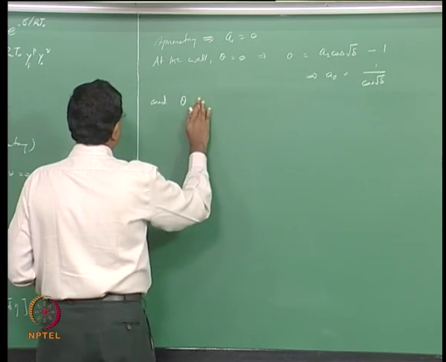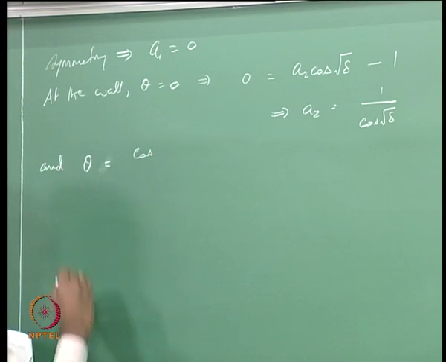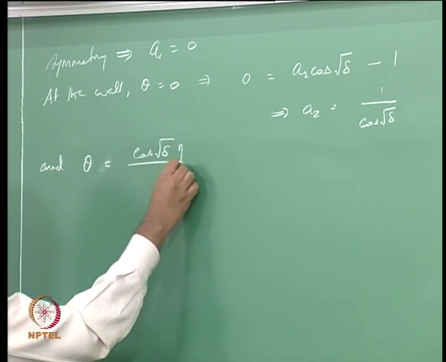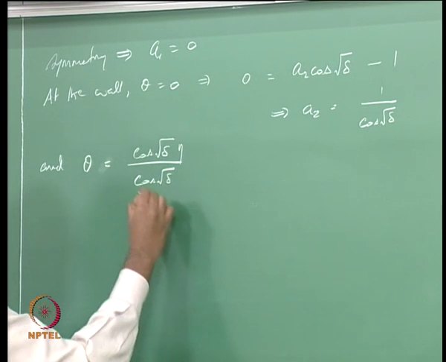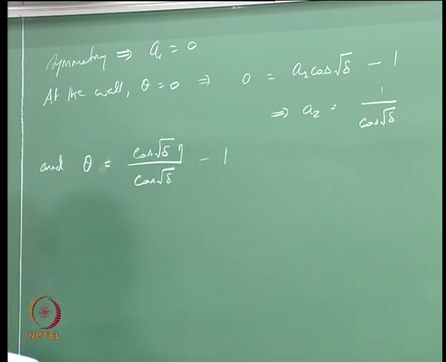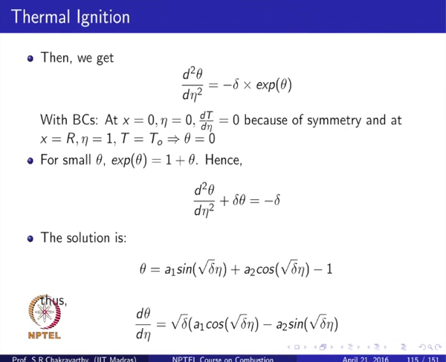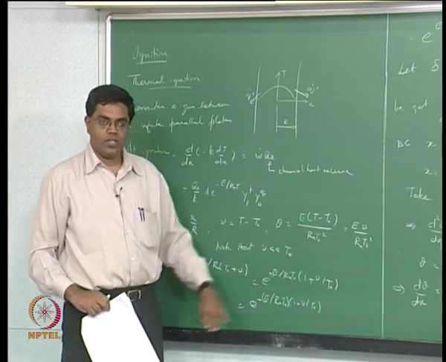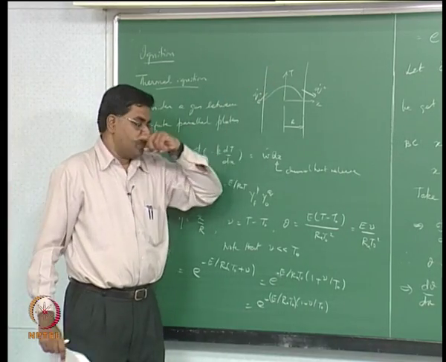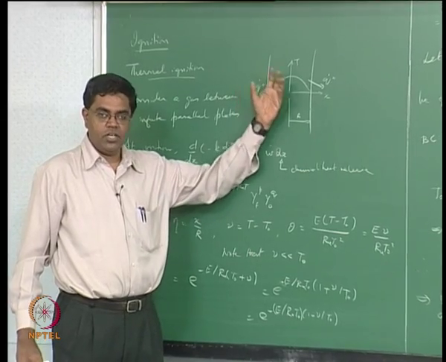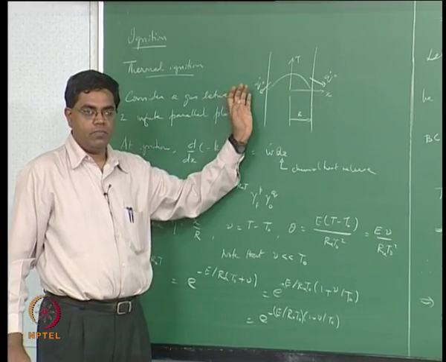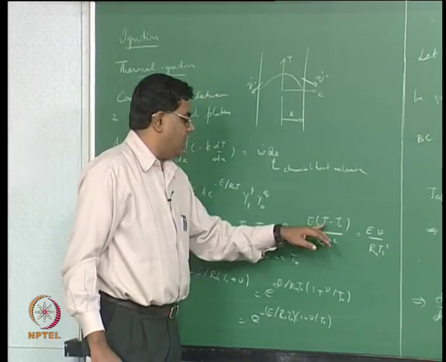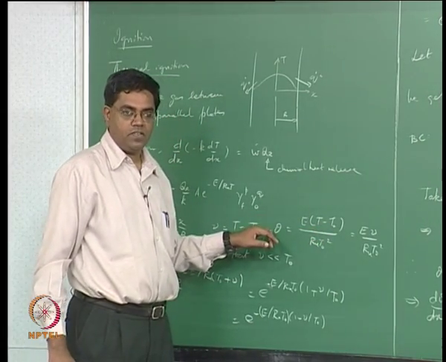theta now becomes cosine square root delta eta divided by cosine square root delta minus 1, right. So with this, look at what theta is. Theta is T minus T naught times e over this, right. So for the solution, what we are looking for is ignition. That means we need to have some ignition energy that is going to raise this temperature from T naught to whatever value that will create the reactions to happen significantly. Therefore obviously T has to be greater than T naught. So theta has to have positive solutions, right.